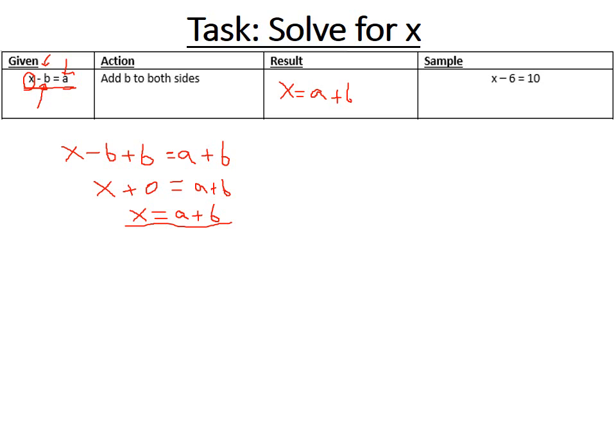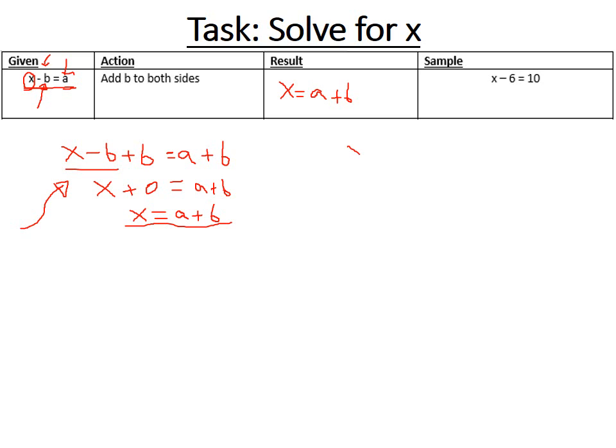Some students might memorize that. They might say, when I have x minus b is equal to a, to get x, I just do a plus b. You could memorize that, but it's always easier to just learn the strategy to get to that, because sometimes this might be written in a different way and it might not look exactly the same and you might not spot the pattern. So learn how to solve for the variable, doing the opposite of what's being done to x, and that's a little bit easier than memorizing this. It's a lot more work to memorize, rather than understand.